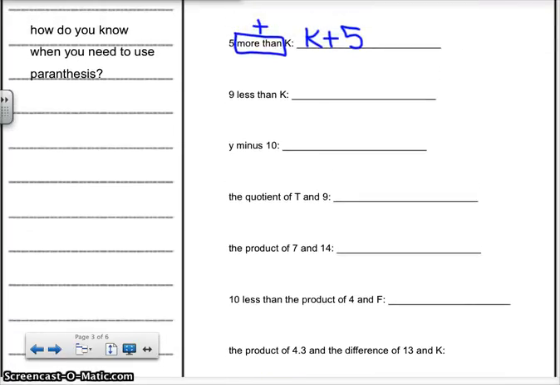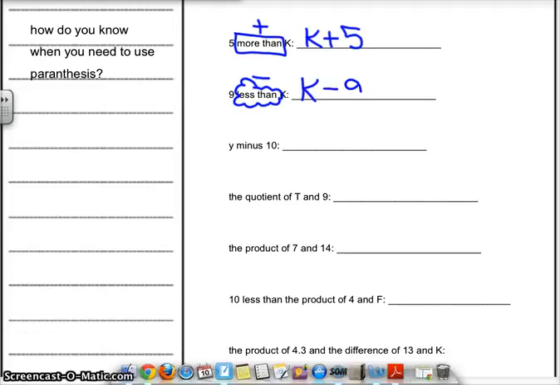Nine less than K. Vocab word is less than. Less than means subtract. However, it's not 9 minus K. That's where most kids are going to think it's 9 minus K. It is K, then take 9 away from it. It says 9 less than what? K. So you have to have your K first. So when you add, it doesn't matter which way you put it? Yep, exactly. Addition doesn't matter the order.